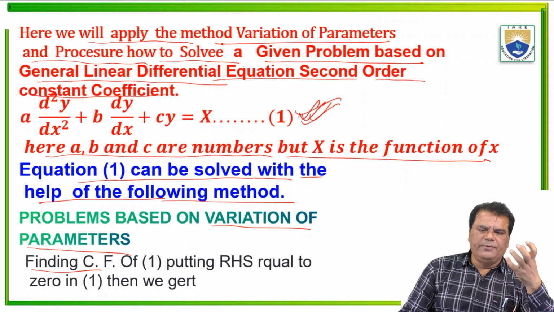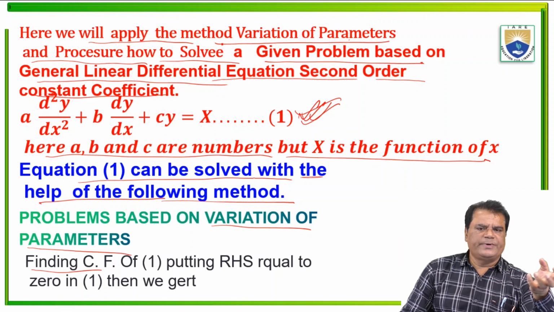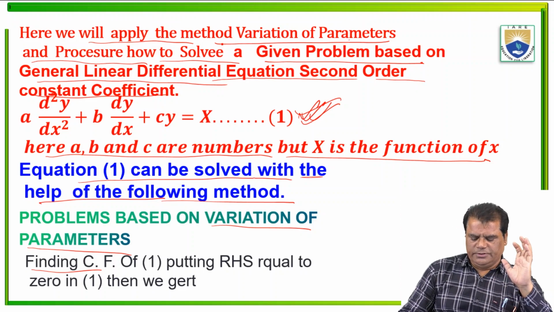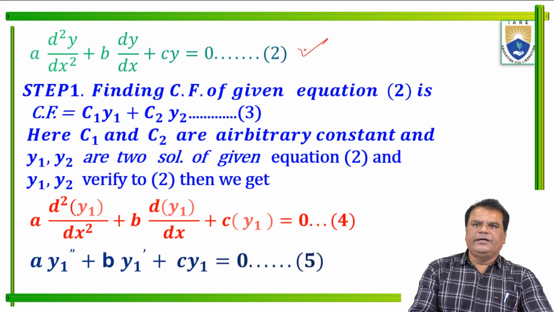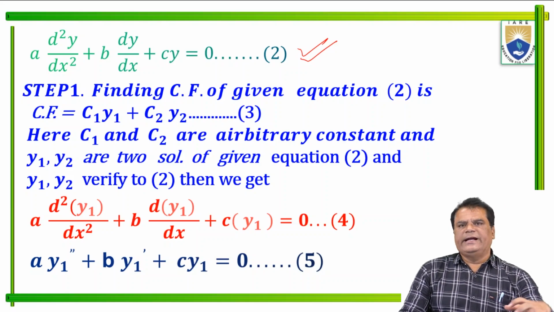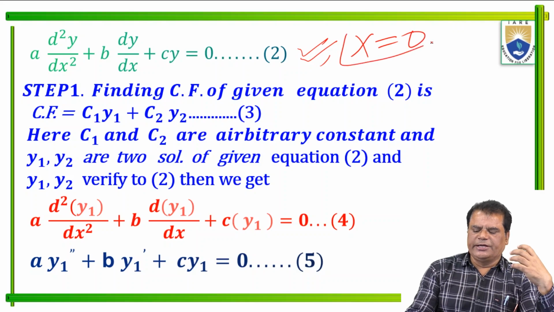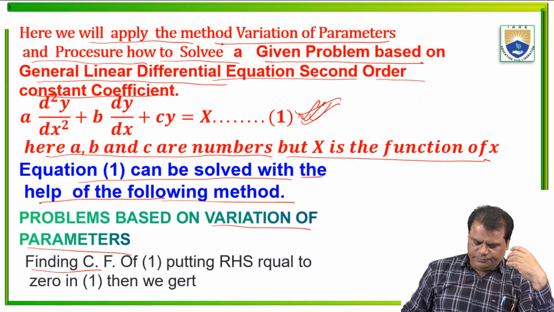For finding the complementary function, the right hand side must be 0. So if a right hand side is given in our problem, we take the right hand side equal to 0 first. Here I am putting equation 2. In equation 2, the right hand side, which is x, we take equal to 0.